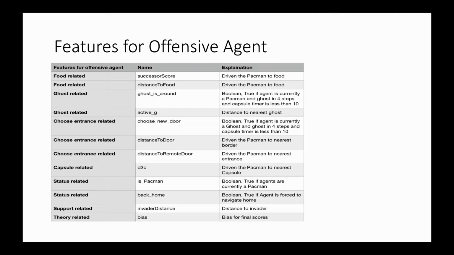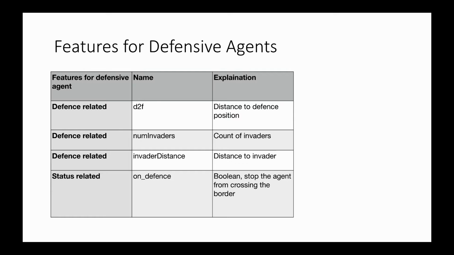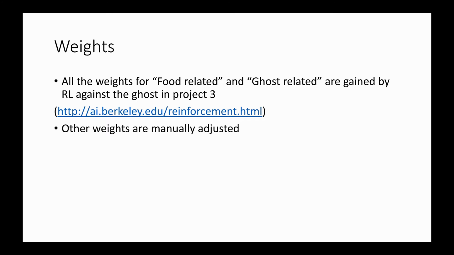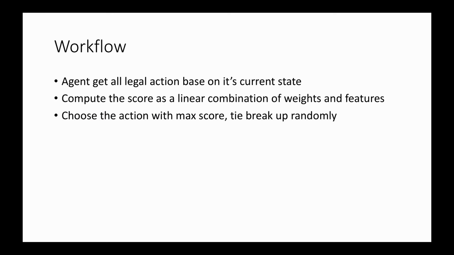Here are the features for the offensive agents, and here are the features for the defensive agents. All food and ghost related weights are gained by reinforcement learning against ghosts in Project 3. Other weights are manually adjusted. The workflow is as follows. The agent will get a legal action based on its current state, then compute the score as a linear combination of features and weights, and choose the action with the max score.